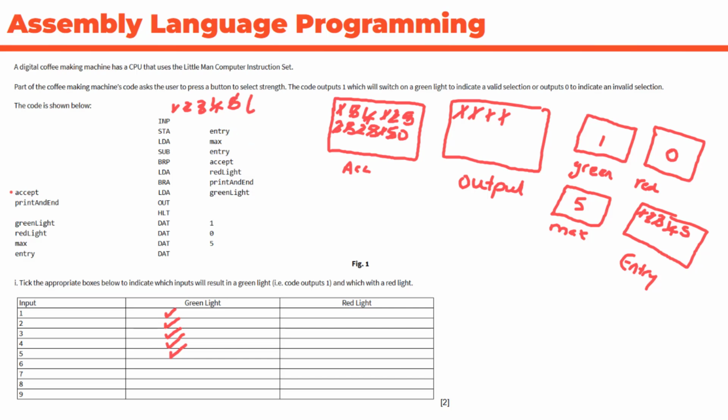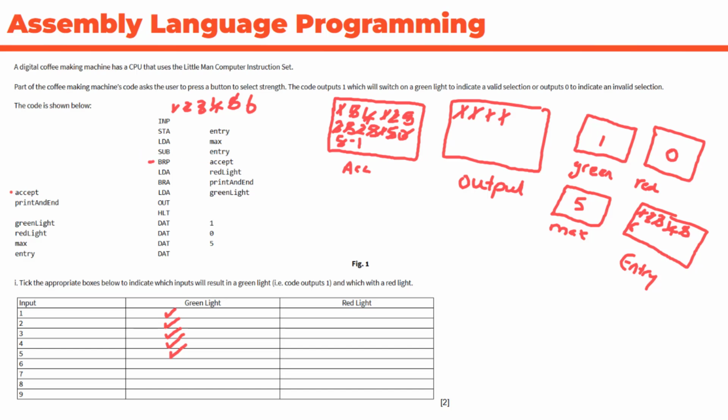So this time, I'm going to put in 6 because we input 6, and we're going to store that in entry. So off we go. 6 gets stored. Then we're going to load max, so we load 5. And then it says subtract the entry. So the entry is 6, and we're going to take that away from 5. That gives us minus 1. Minus 1.